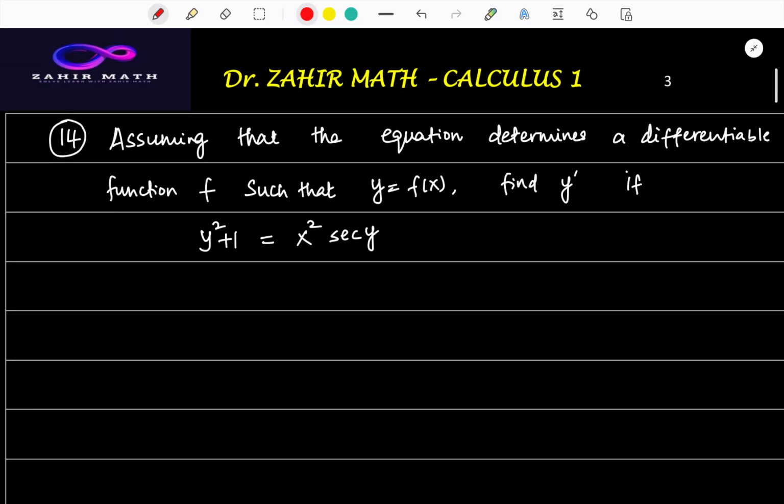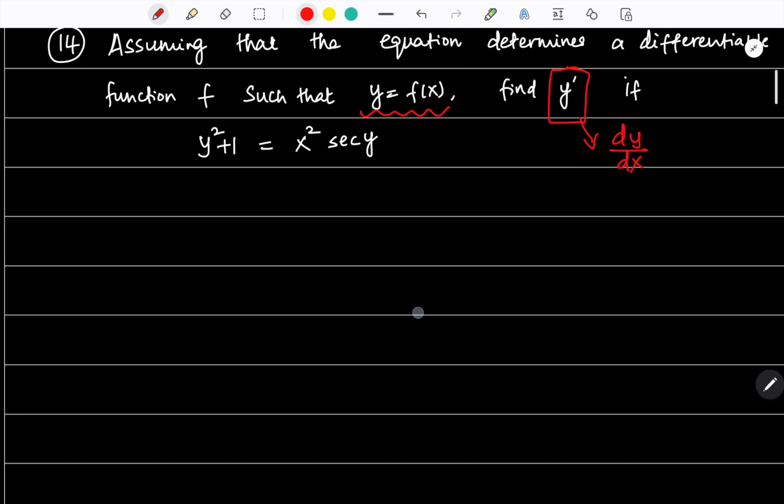Assuming that the equation determines a differentiable function f such that y equals f of x, find y dash. Y dash means what? You are going to find dy by dx. That means you are going to differentiate y with respect to x. Let's go with the functions. What are the functions you have? Y square. What is the derivative of y square? 2y dy by dx.